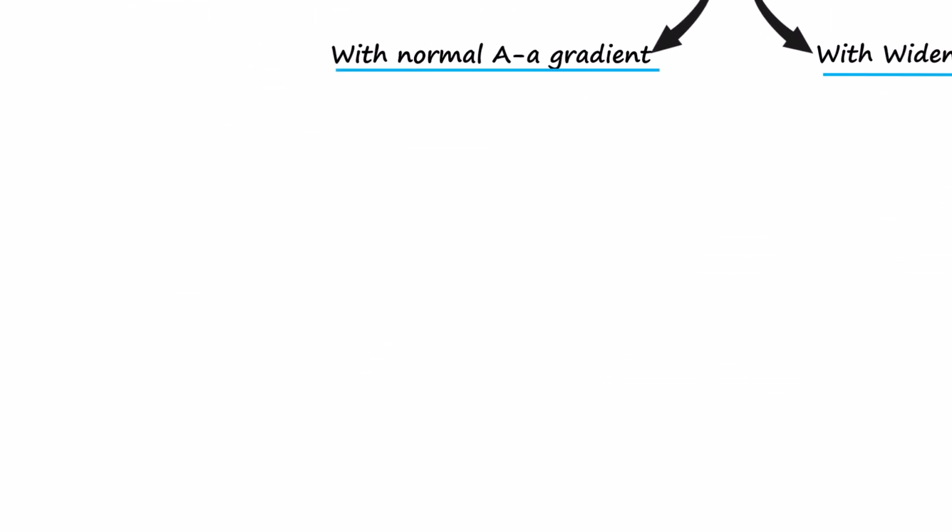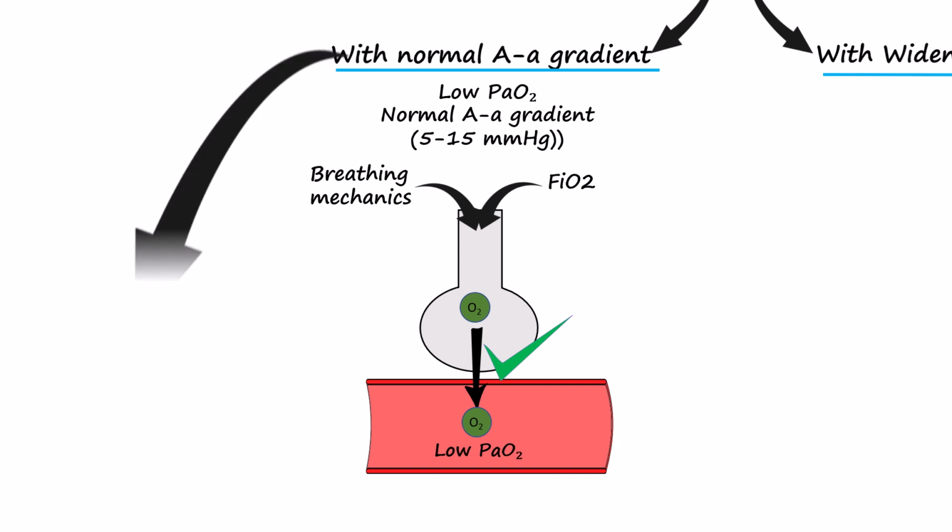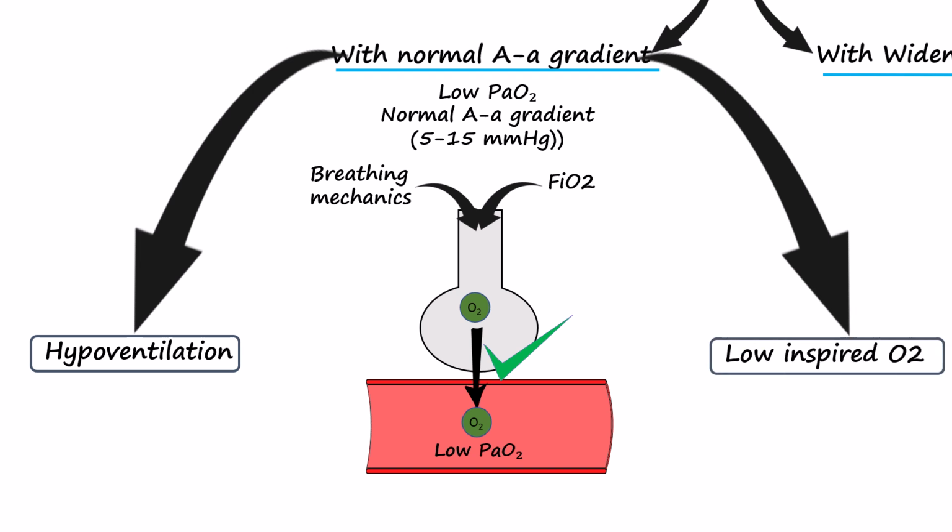Hypoxemia with a normal AA gradient occurs when a patient has low blood oxygen levels but maintains normal oxygen transfer efficiency between the alveoli and bloodstream. This clinical scenario indicates that the lungs themselves are functioning properly, and the hypoxemia stems from problems either with breathing mechanics or the oxygen content of inspired air. So the two primary causes of hypoxemia with a normal AA gradient are hypoventilation and low inspired oxygen.